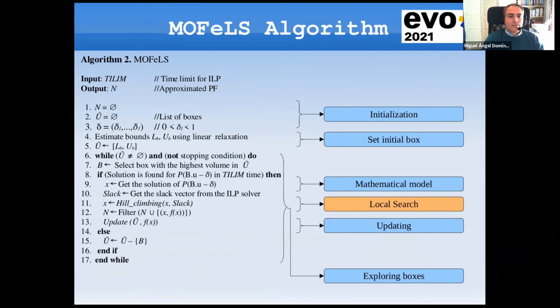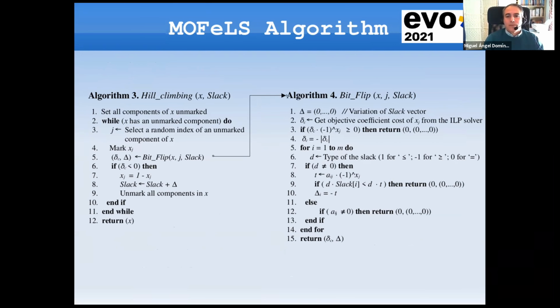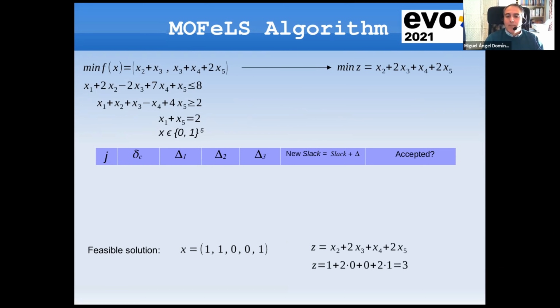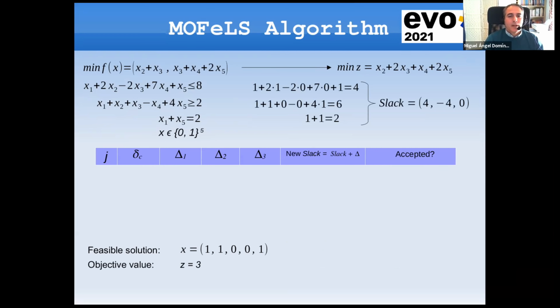Now we see the local search. This is the pseudocode for the local search. We're going to see this with an example. For instance, suppose we have the same model as before, the same example. That's the parameterization of the objective functions. And the feasible solution given by the ILP solver is 11001. We evaluate the objective function, which is 3 in this case. Then we evaluate the constraints to calculate the slack vector, which is the difference between the right-hand side value and the left-hand side value.